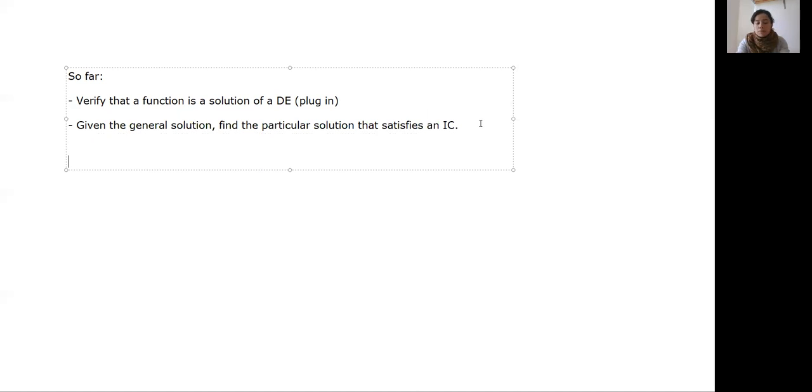The problem is that all of this relies on us knowing what the general solution is. Right? So we know how to do these things. If you give me the general solution, I can first verify that it is a solution, and then I can find the particular solution that also satisfies an initial condition. But all of this depends on knowing what the general solution is.